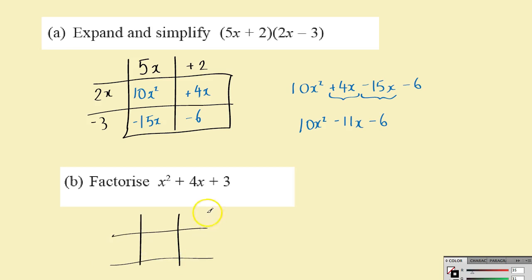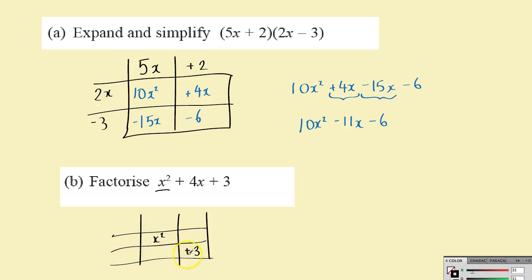So I know from my question that the x squared must go in there, and the plus 3, the number always goes down here. These are the bits I know, and I know that these two terms here are going to be simplified into one term. So that 4x is not going to appear in the grid. That's going to be these two added together.